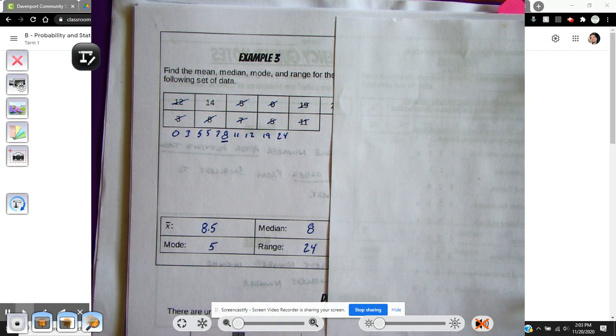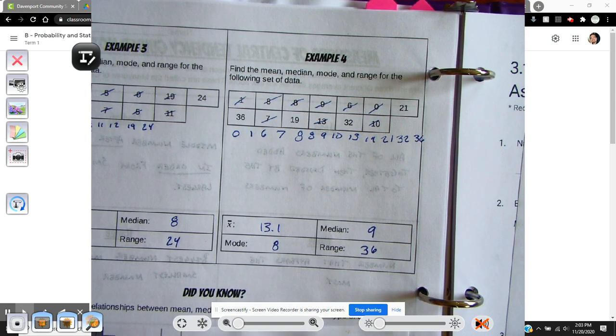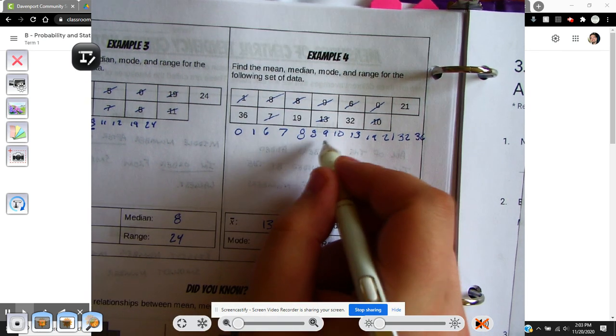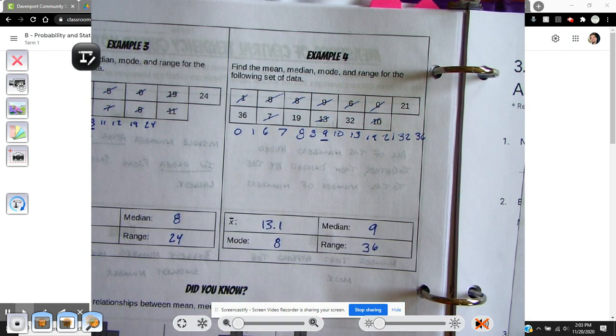Go ahead and try example 4. For example 4, once again, we had an odd number of numbers, so our median is a single number, so we don't have to add and divide.